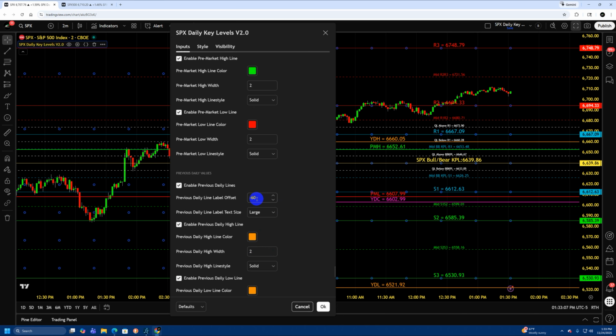You also have an offset. This offset moves the line labels to the left or right, depending on whether you have a negative number or a positive number. A zero would put them in line with current price action, whereas a positive number moves them more to the right of price action, and a negative number moves them to the left of price action. So you can control the line label offset for each group as you would like for the chart display that you prefer. Also, you can change the colors of the lines, as you can see here.